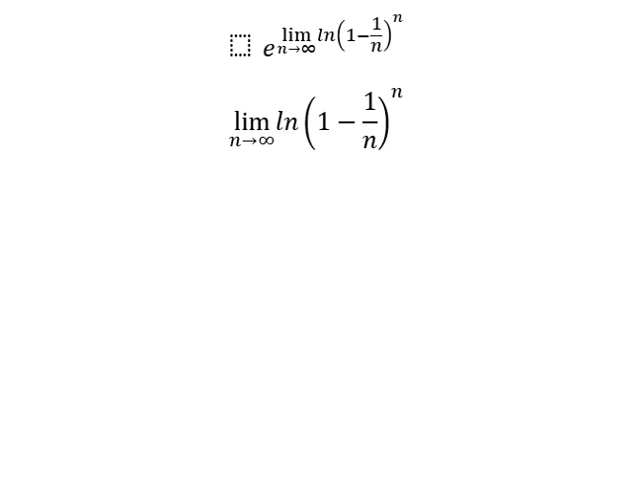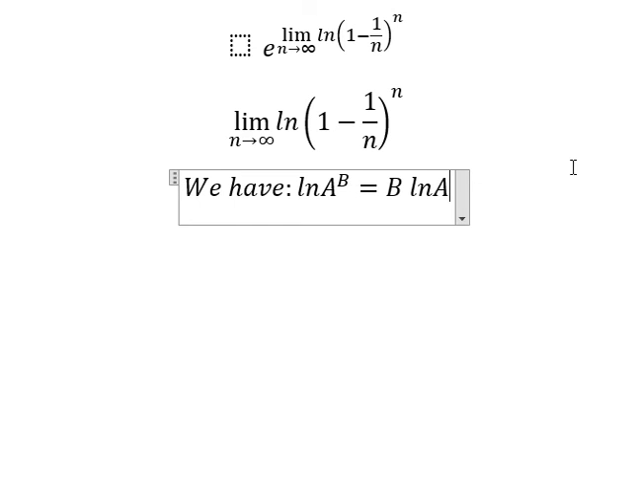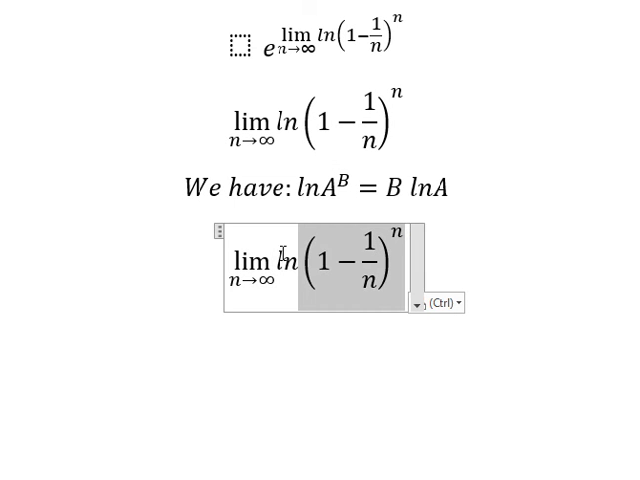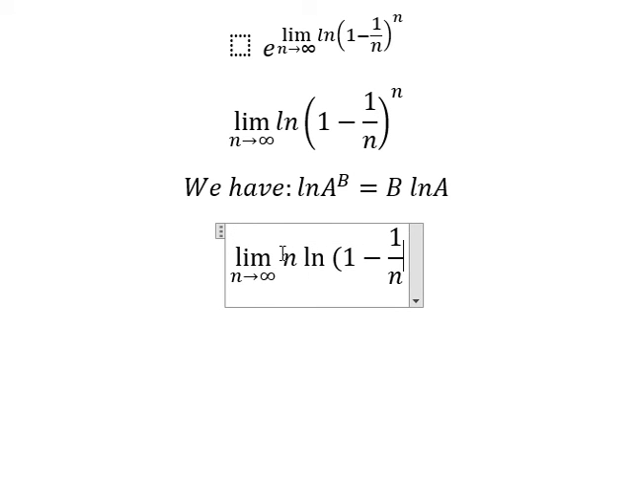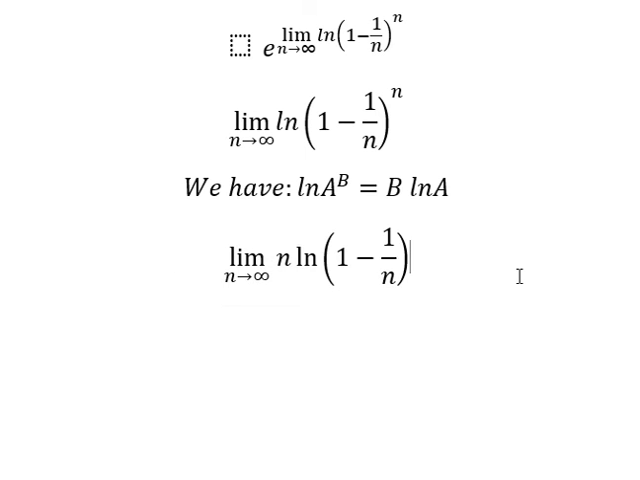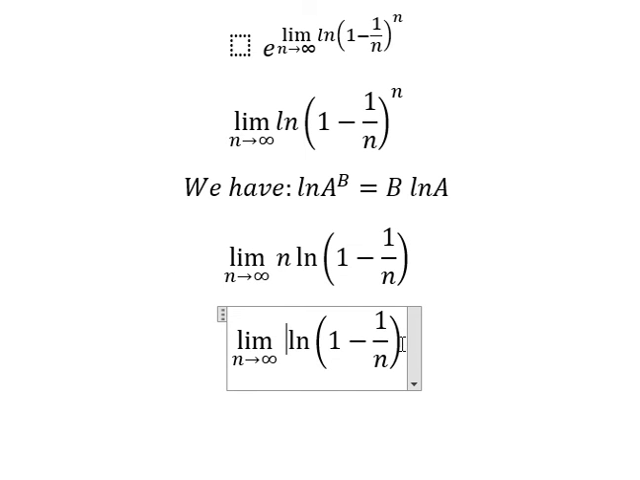Next, we have the second formula. ln A to the power of B equals B ln A. So this one we have n ln of 1 minus 1 over n. So about n we can put like this.